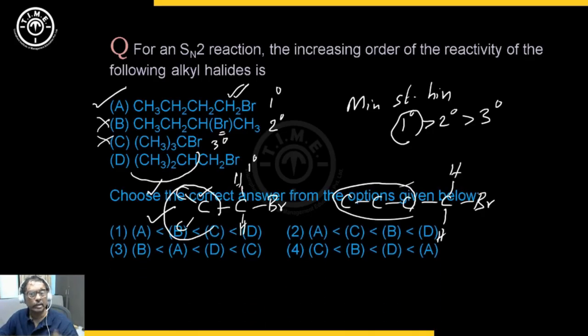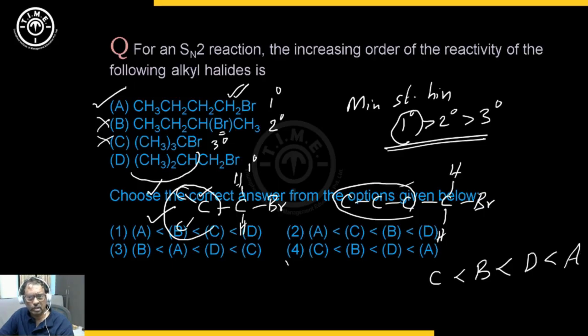Now we can say that this we have to follow now. So shall we say that we have to go according to this order. Less than means we are going to have the increasing order. Increasing order means which is the least? C is the least, followed by B, followed by D, followed by A. So we have option 4 as the answer. Clear? A is the best, followed by D. Then D is better than B, which is 2 degree. B is better than C, which is 3 degree. I hope this is clear.